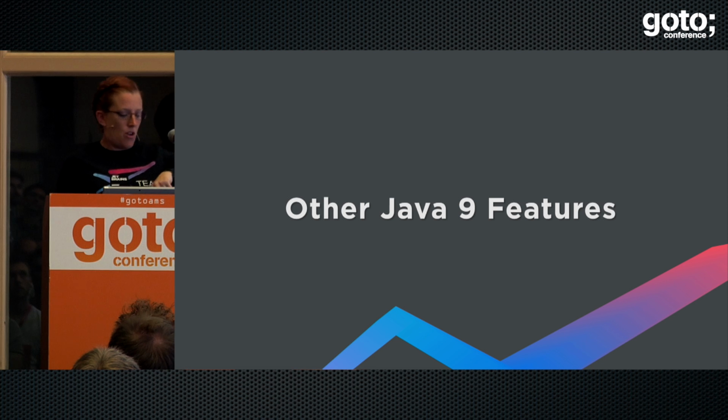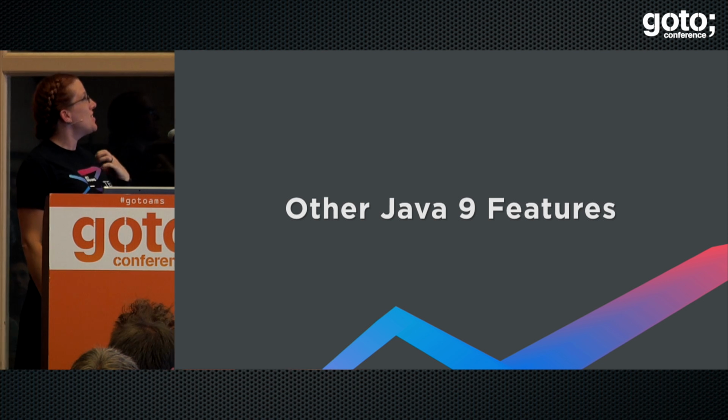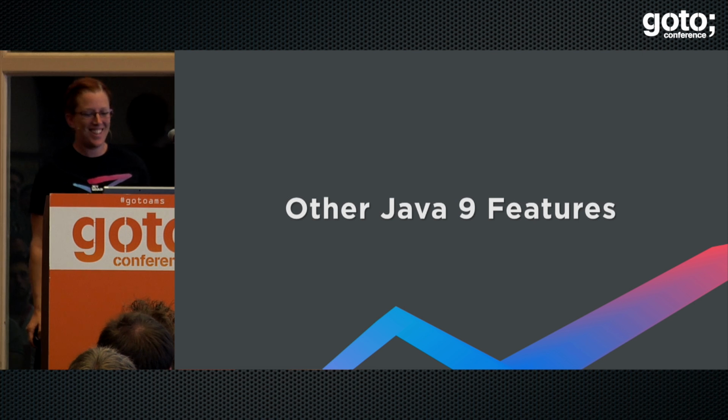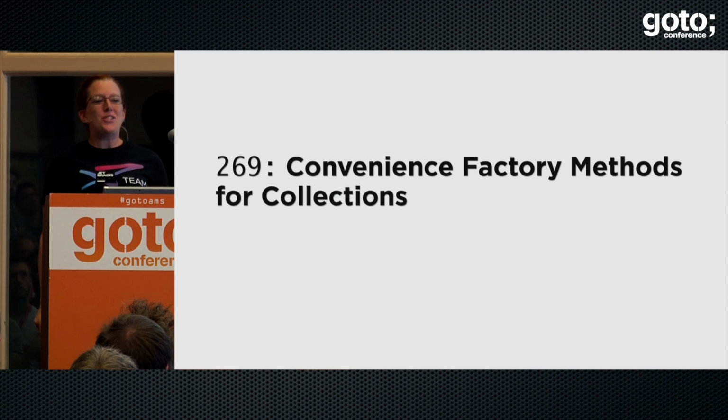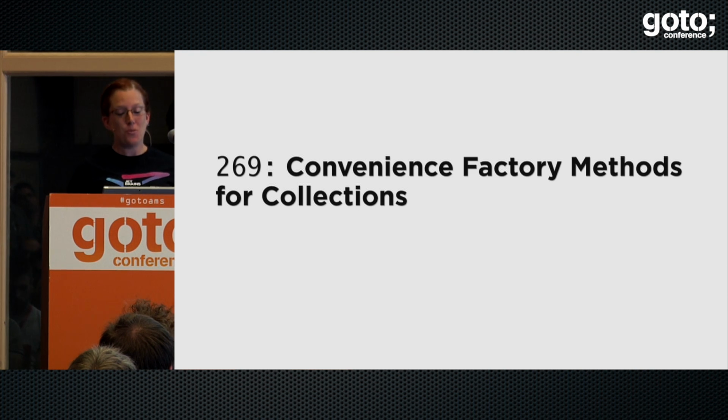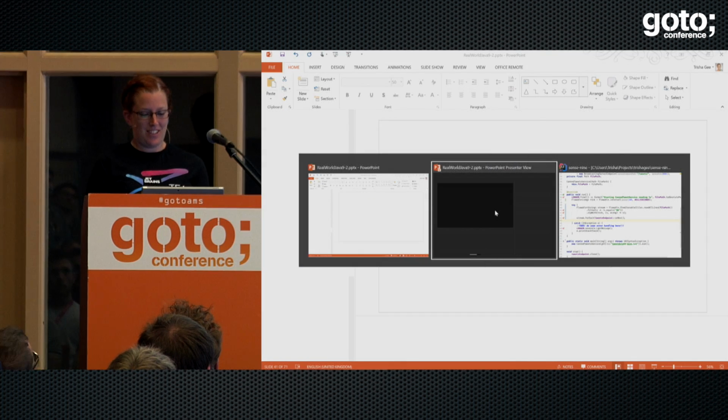All right. Oh, good. I've got 10 minutes for other Java 9 features. This is fine. There weren't many of them. I think the most used Java 9 feature is going to be this, convenience factory methods for collections. And I'll show you why. Let's take a look.